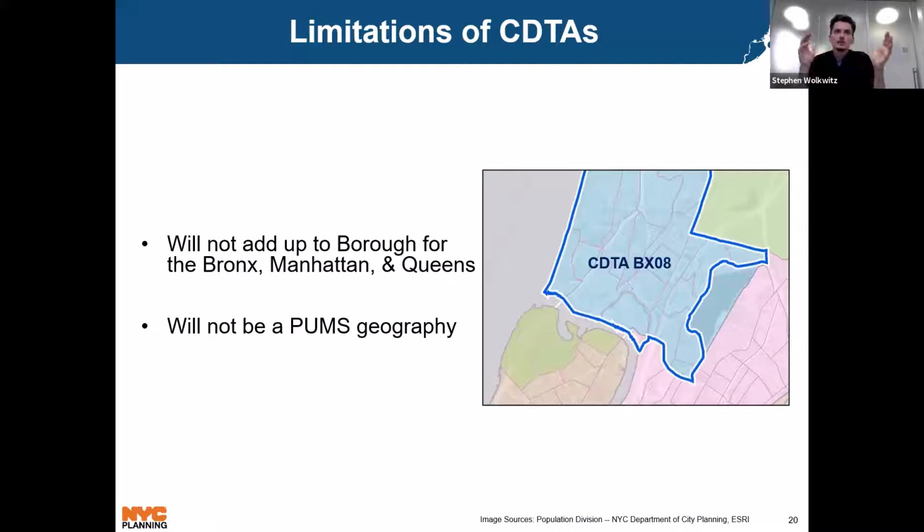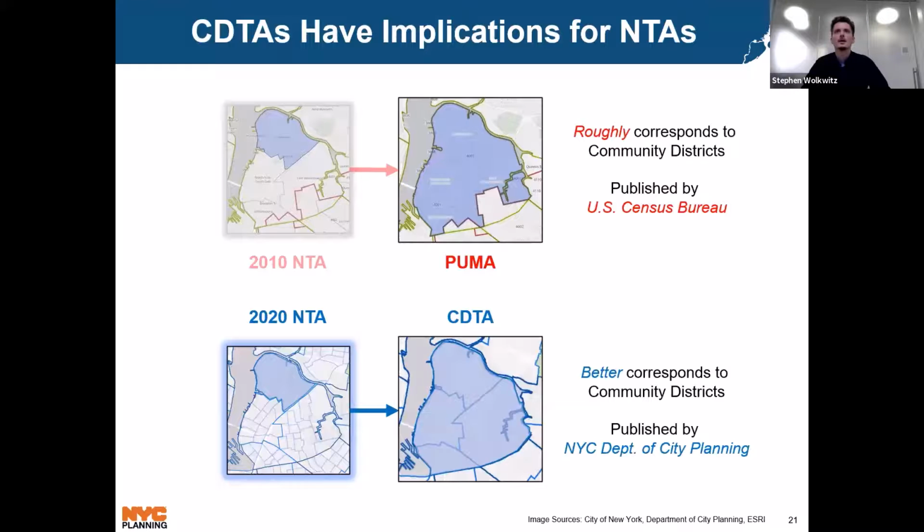And another important thing to keep in mind is this is a city planning published geography. It's not a Census Bureau geography, so that means it is not going to get PUMS data. It's not a PUMS geography, so for PUMS data, you will need to continue to rely on Pumas, which, as I said, when those boundaries are updated, we expect them to improve their alignment with CDs, but not to the extent that CDTAs do. So a couple of things to keep in mind with CDTAs.